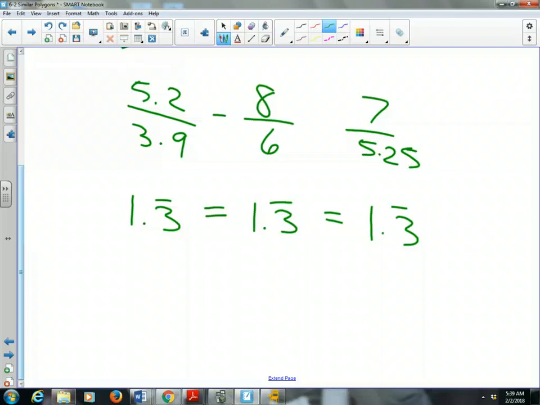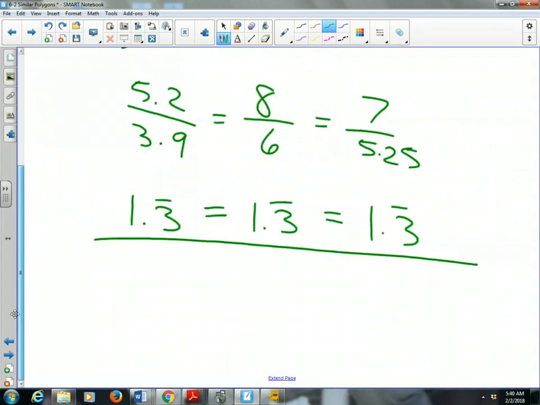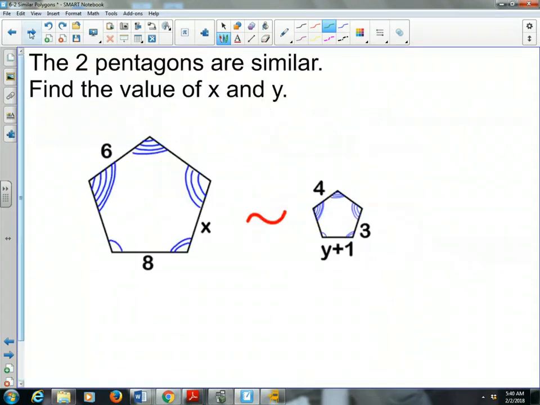So if they're equal fractions, these side lengths are proportional, and this is a yes. Are the triangles similar? Yes. The corresponding angles are congruent. The corresponding side lengths are proportional. All right. Now let's use this to solve problems.